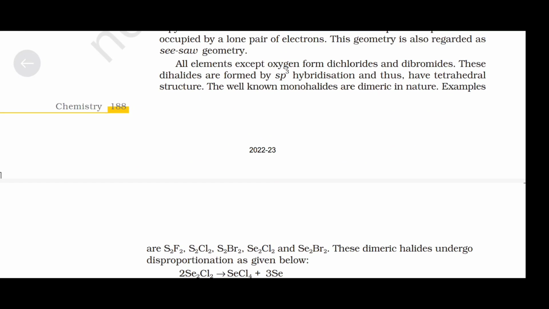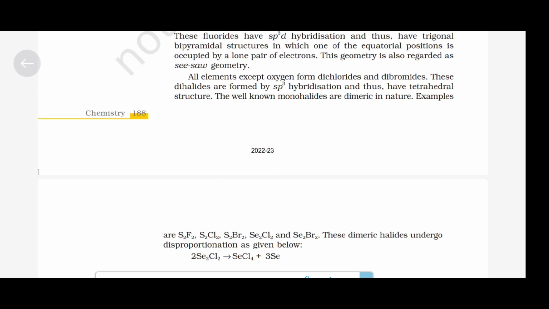All elements except oxygen form dichlorides and dibromides. These dihalides are formed by sp3 hybridization and thus have tetrahedral structure. The well-known monohalides are dimeric in nature. Examples are S2F2, S2Cl2, S2Br2, SeCl2, and Se2Br2. These dimeric halides undergo disproportionation as given below. In disproportionation, what will happen? Se2Cl2 will break and SeCl4 will form, plus selenium is released.